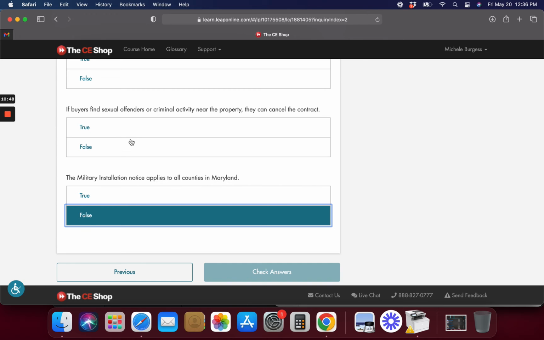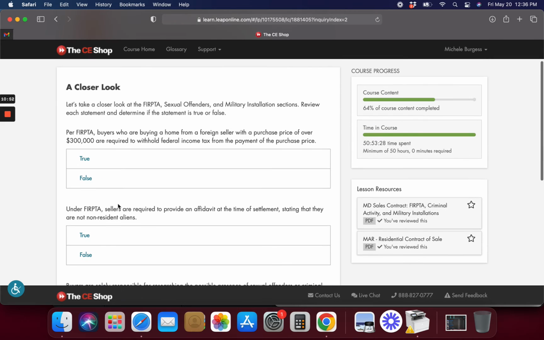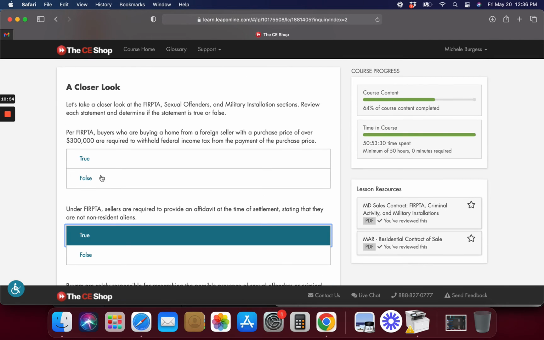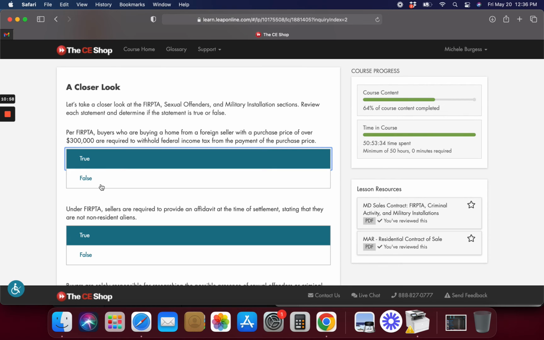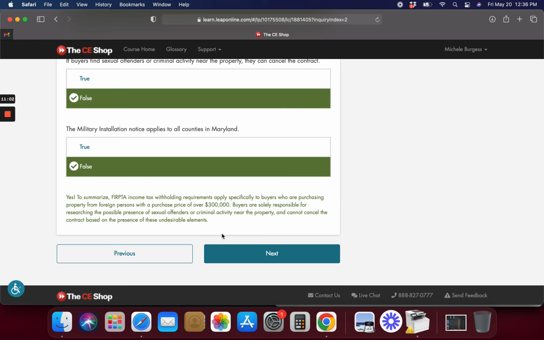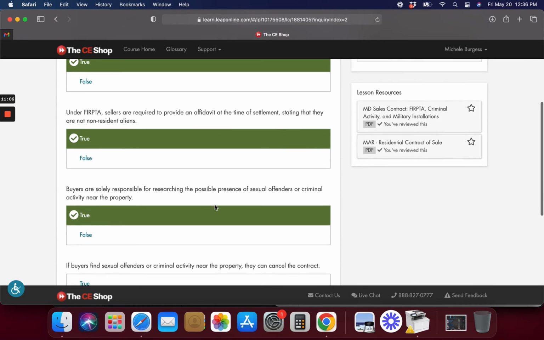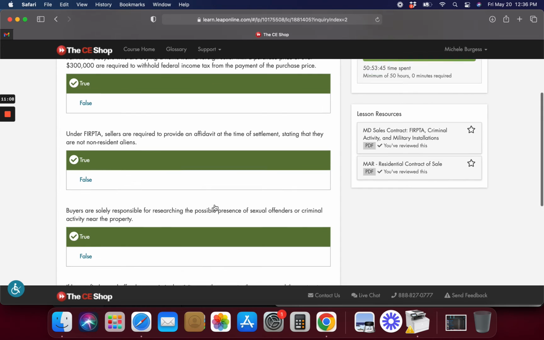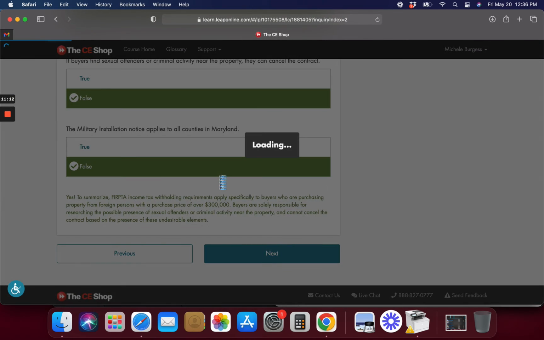If buyer, they can cancel. No, they cannot cancel. Buyers are solely responsible. They stating they are non-residents. I can't remember what I put up here. I think I put true. Okay, yeah. So they don't have to pay taxes. That's pretty nice. They don't have to pay federal income tax on the payment of their purchase property under that law. And that's federal, by the way, not just a state law.